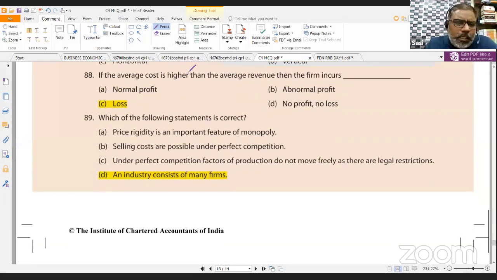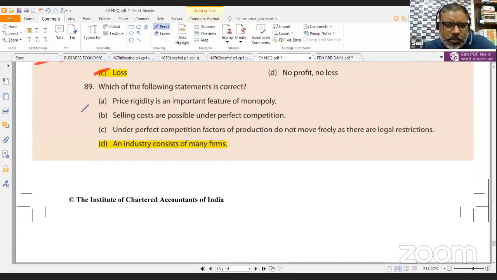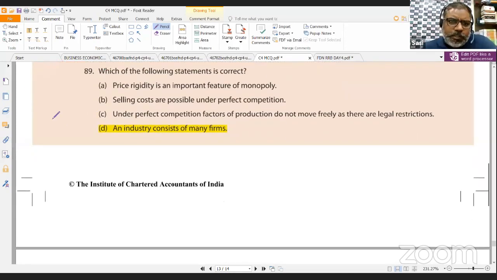Question number 88, if the average cost is higher than the average revenue, then what happens? You have to just think, don't just jump to conclusion. When cost is more than revenue, that is loss, no? So C is the correct answer, simple. When cost is more than revenue, that is loss. Revenue is more than cost, that is profit. So firm incurs loss when the average cost is more than average revenue. 88th question, C will be the correct answer.